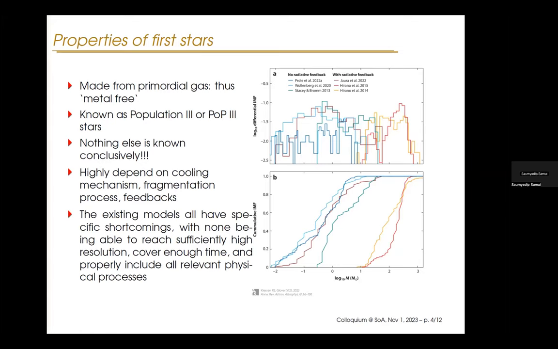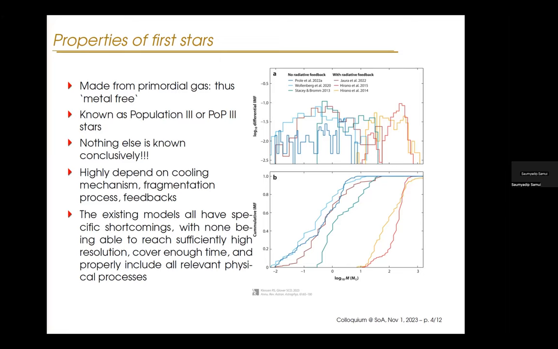Why we don't know that? The reason is that, well, when you are forming a dark matter halo, the gas within this dark matter halo gets heated up. Now, if you have to form stars, you have to cool the gas. The only cooling mechanism available in the primordial gas is through hydrogen line cooling.